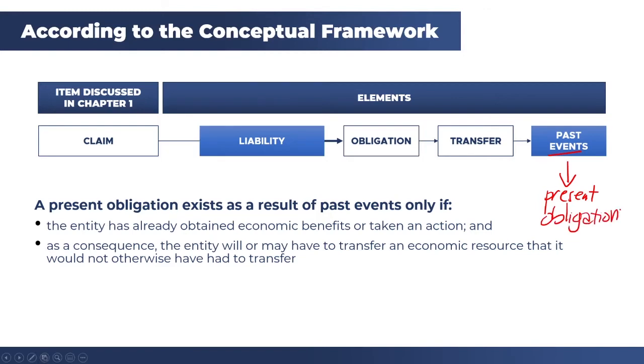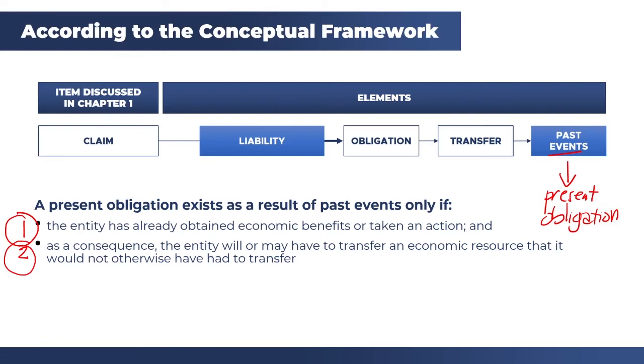A present obligation exists as a result of past events only if, number one, the entity has already obtained economic benefits or taken an action. And number two, as a consequence, the entity will or may have to transfer an economic resource that it would not otherwise have had to transfer.